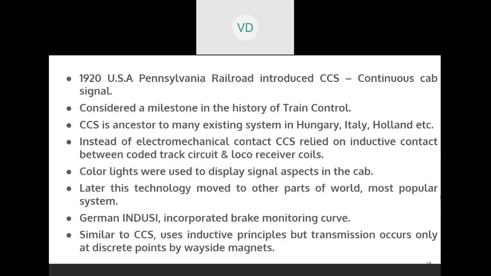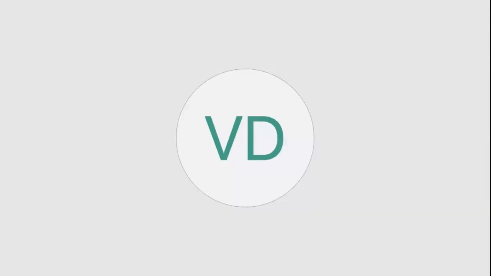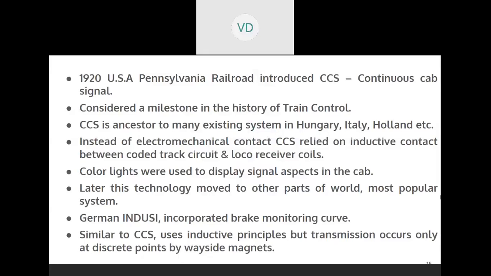So this was considered a milestone in the development of the train control system. This CCS exists in many of the European countries. Instead of the mechanical contact which the crocodile system used, the CCS used an inductive contact from the coded track circuit. The track circuit is coded. When the coded current passes through the axle, there is an antenna to pick it up, and the code is decoded and the cab equipment can process it further to repeat the signals in the cab. So the color lights on the track side have been put in the cab, and repeated.